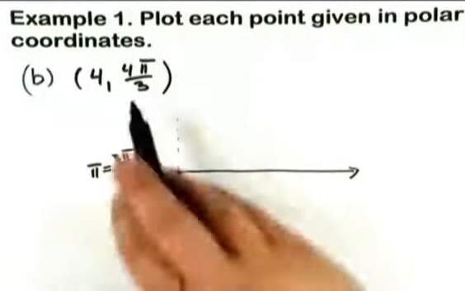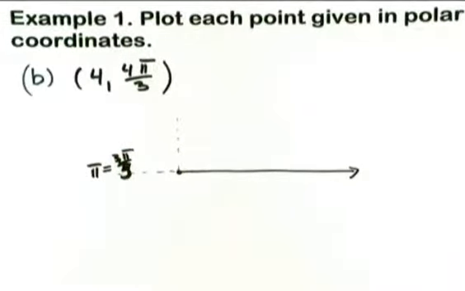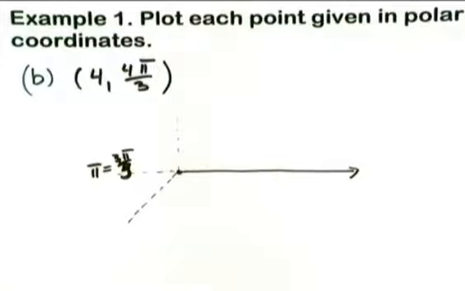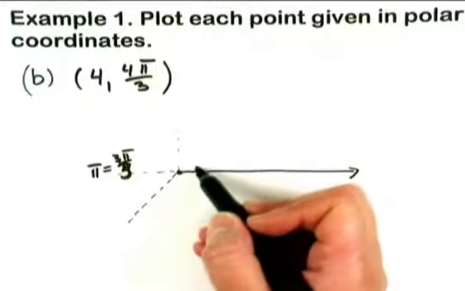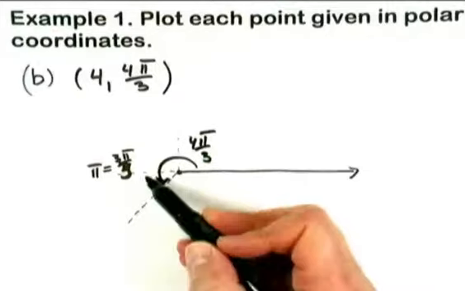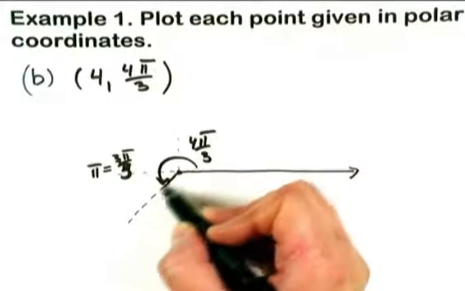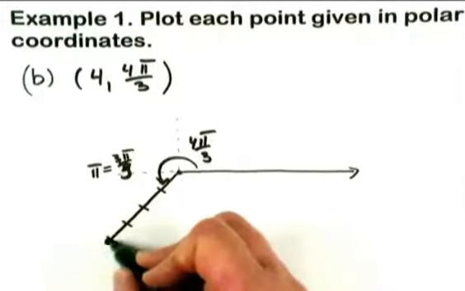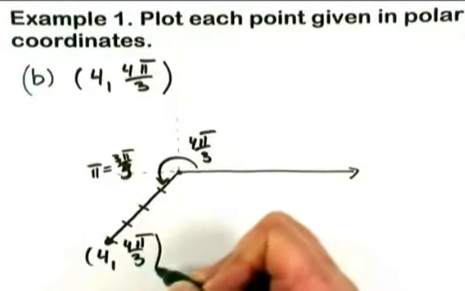And now we need to have 4 of them, so 1/3 more. So the whole pi is divided into 3, 1 and 3, so right here. Right here. So this is the axis that represents, so this angle is 4 pi over 3. We added 1/3 to pi. And now we need to measure 4 distances. So 1, 2, 3, 4 right here. So the point with polar coordinates 4 and 4 pi over 3 is right here.